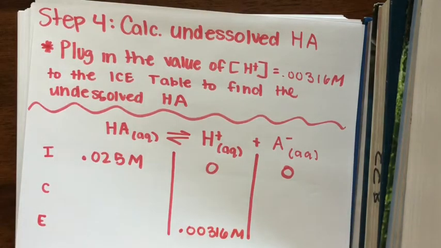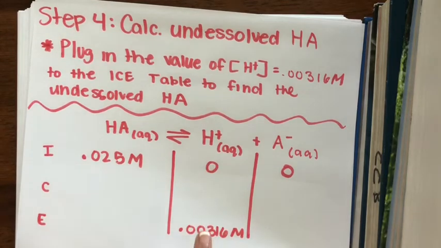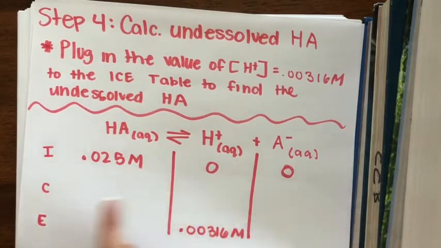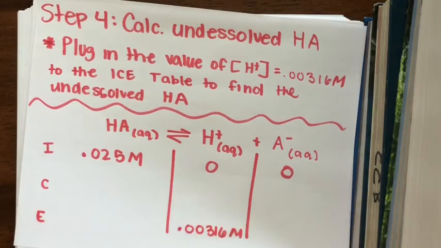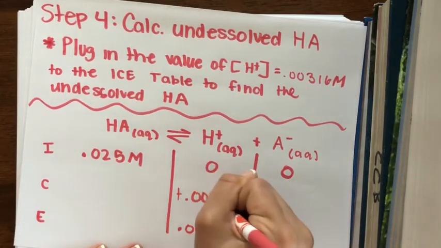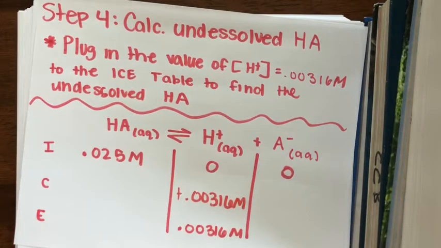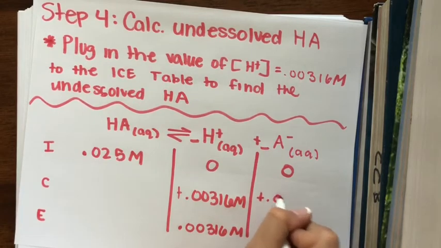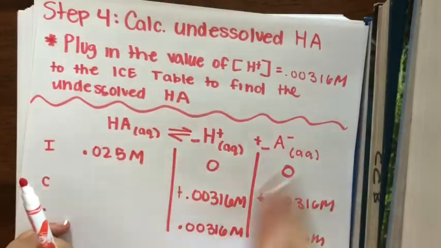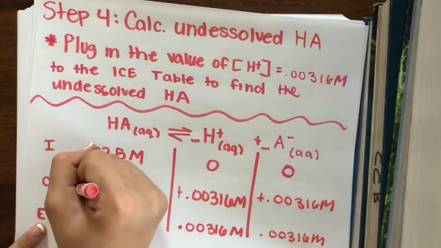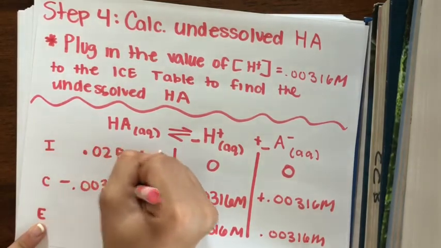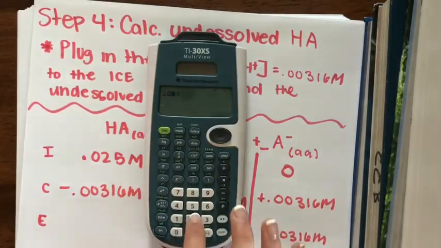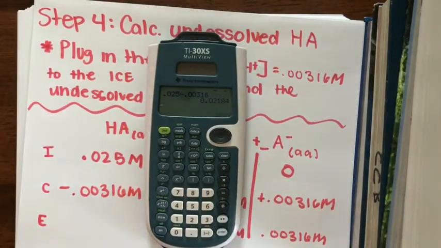Now to fill in the change portion, we can look at what it started at, which was 0, and at what it ended at, which is 0.00316. In the product section, it went up 0.00316. So that means in the product section, it is adding 0.00316 on both sides. Now because there's no coefficients, we don't have to multiply those by anything. On the opposite side, going the opposite way, that means on the reactant side, it would be subtracting 0.00316. You'll plug that into your calculator and you will get 0.0218.